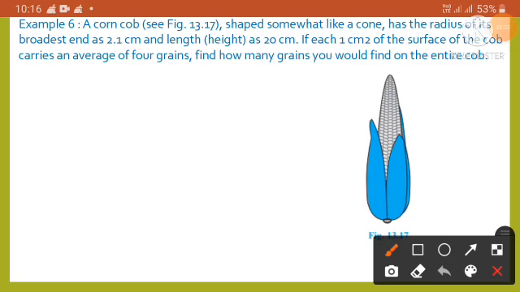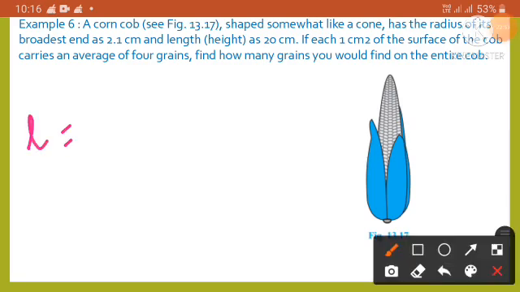Okay, so look at the figure, here is the corn. Since the grains of corn are found only on the surface area of the corn cob, we would need to know the curved surface area of the corn cob to find the total number of grains on it. So in this question we are already given the height of the cone, so we need to find out its slant height.